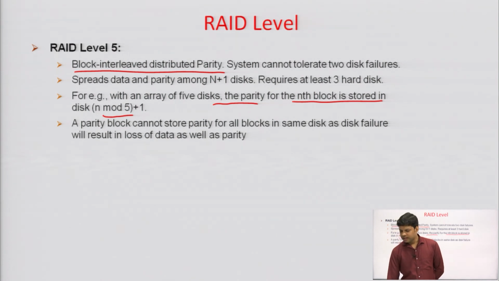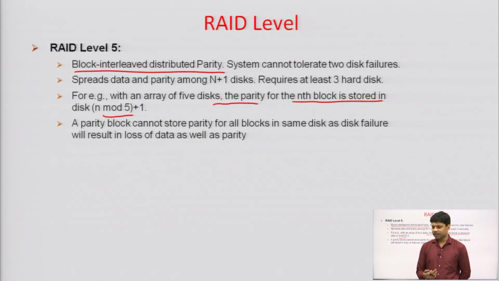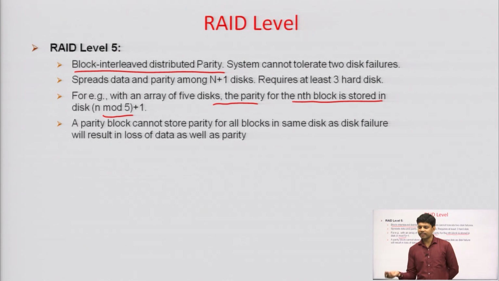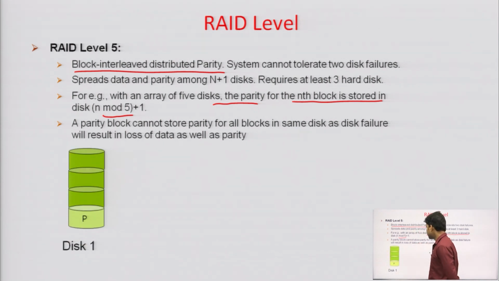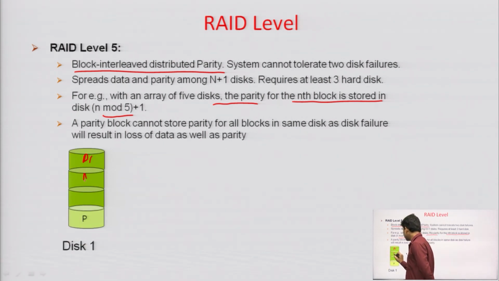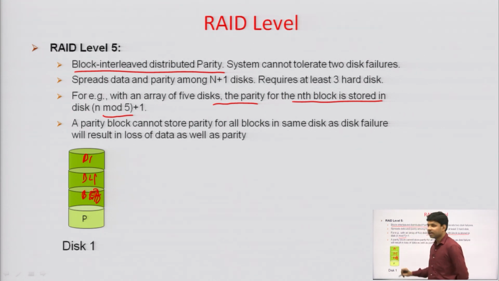A parity block cannot store parity for all blocks on the same disk, as a disk failure would result in loss of data as well as the parity. Suppose this is your B1, B2, as this is block level striping. You will not keep B1, B2, B3 in the same manner. In the second disk you will keep B2, then B3, then B4 will come here, and so on, along with the parity block.